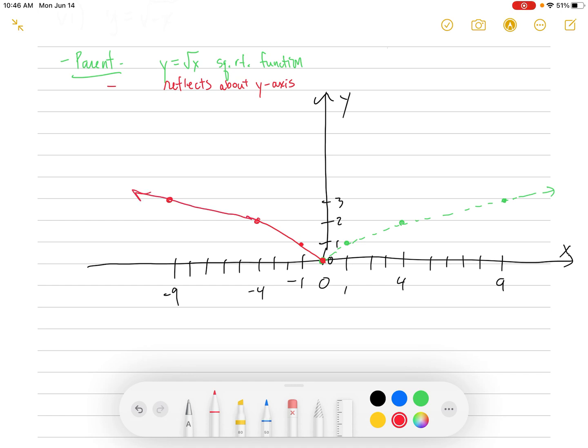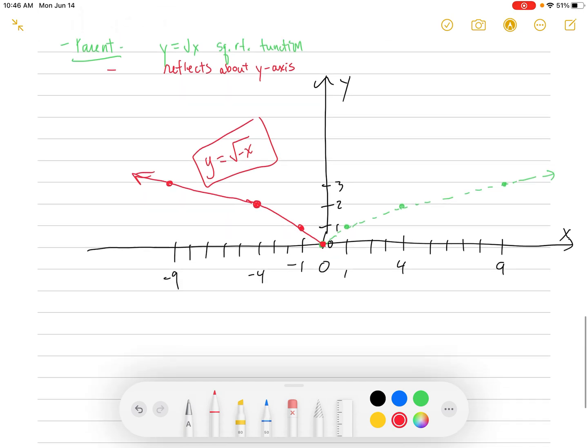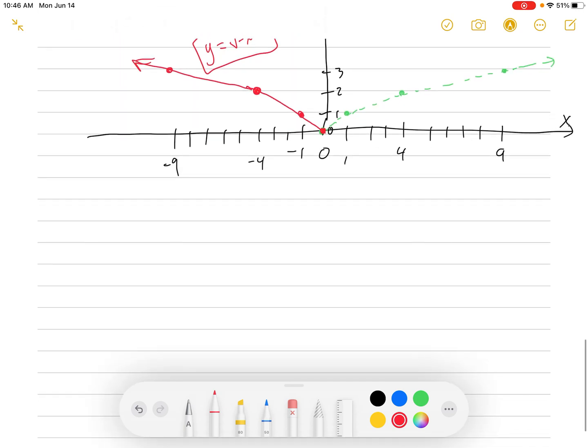Let's try this one more time. I guess that's good enough. Okay, so there it is. y equals the square root of minus x. I'll box that. So it's kind of a backward square root function, the red one.